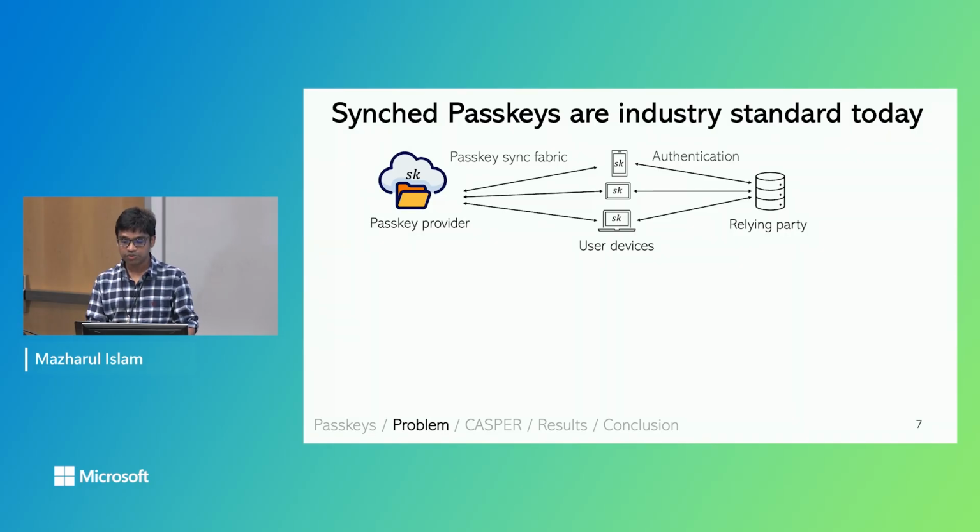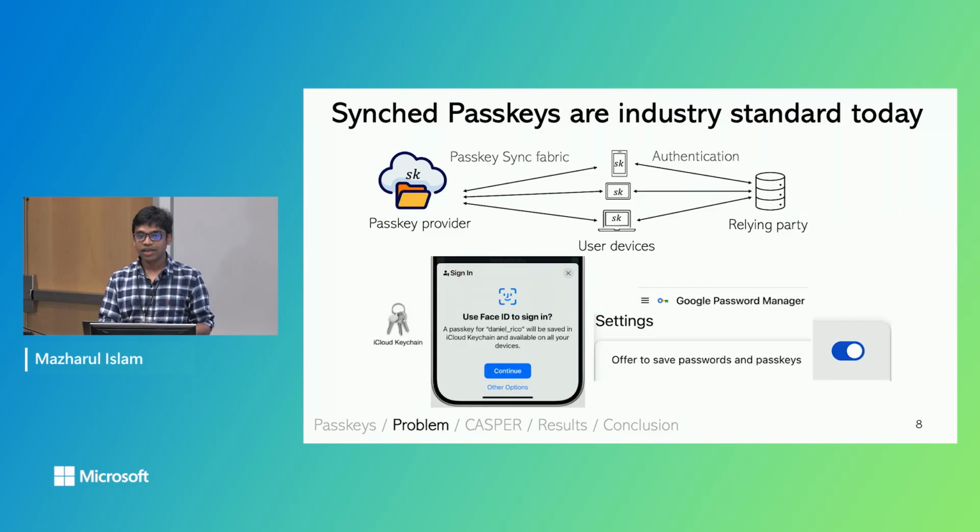This is an industry-adopted solution to solve the account lockout problem. It is very simple. Whenever the user creates a passkey, it is backed up on cloud storage by a passkey provider. If the user loses their device, they can readily download the passkey from the passkey provider's cloud storage. iCloud Keychain, Google Password Manager, and Password Manager from Microsoft act as passkey providers for their own customer base.